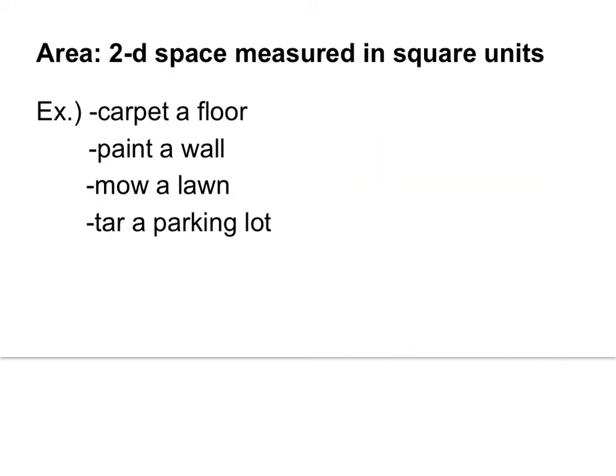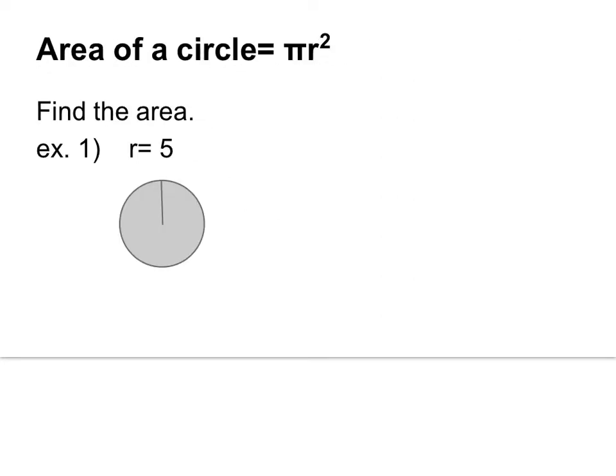Okay, next. So area, as a reminder, is 2D. It is like tiles that you would cover a floor with. You're looking for the number of square units. So examples of area would be like carpet on a floor, paint on a wall. If you're mowing a lawn, how much lawn you're mowing, tar in a parking lot. Those are all examples of 2D spaces that you would measure in square units. So that would be area.